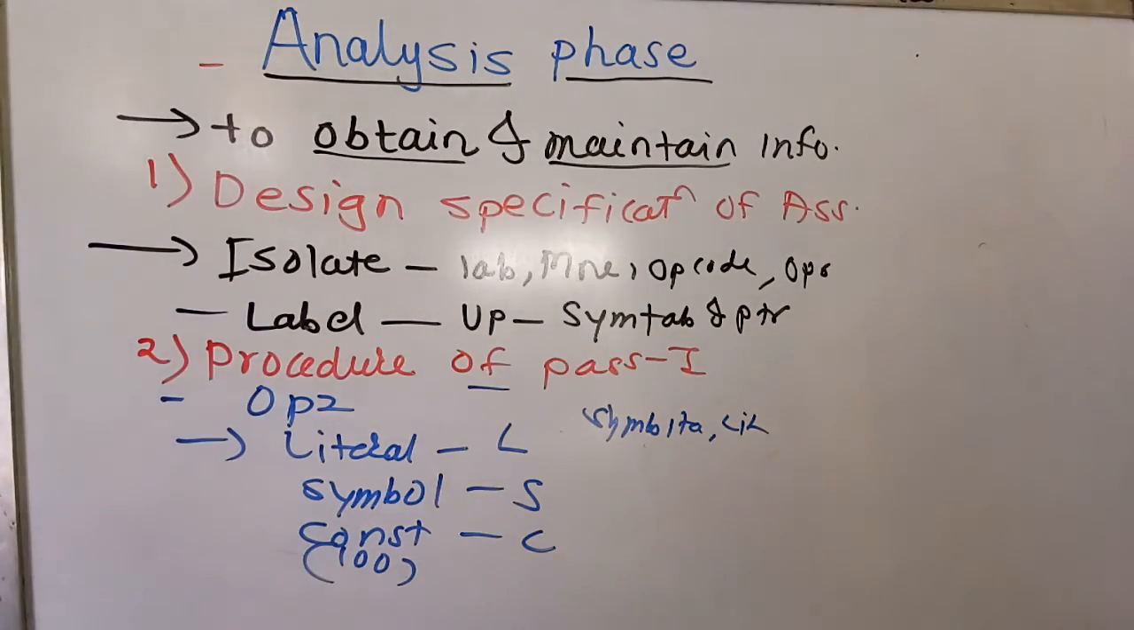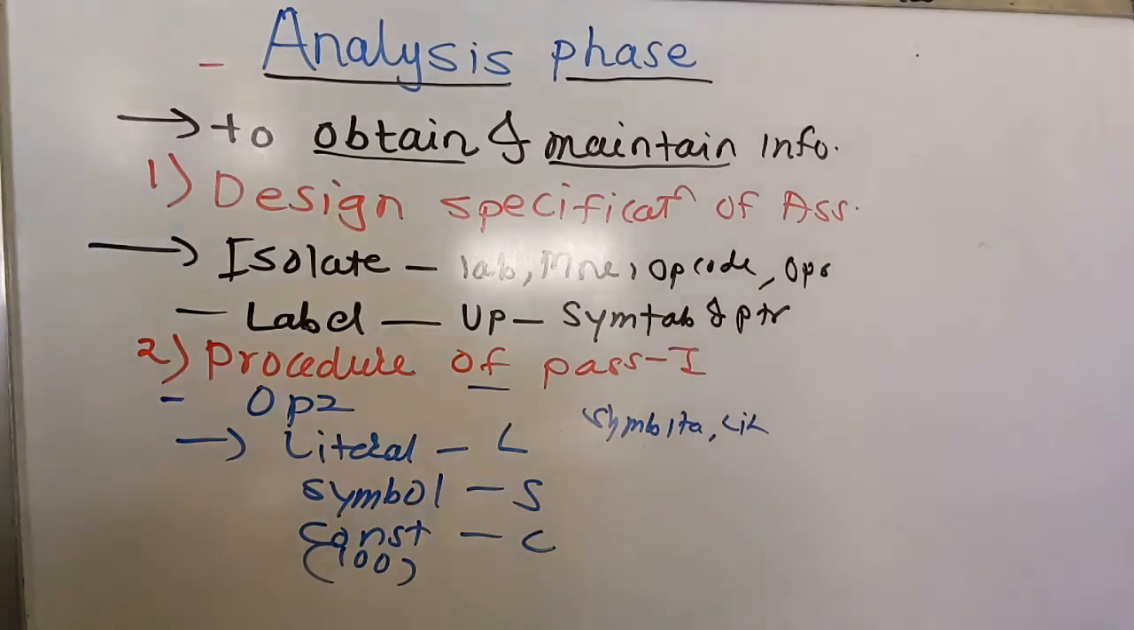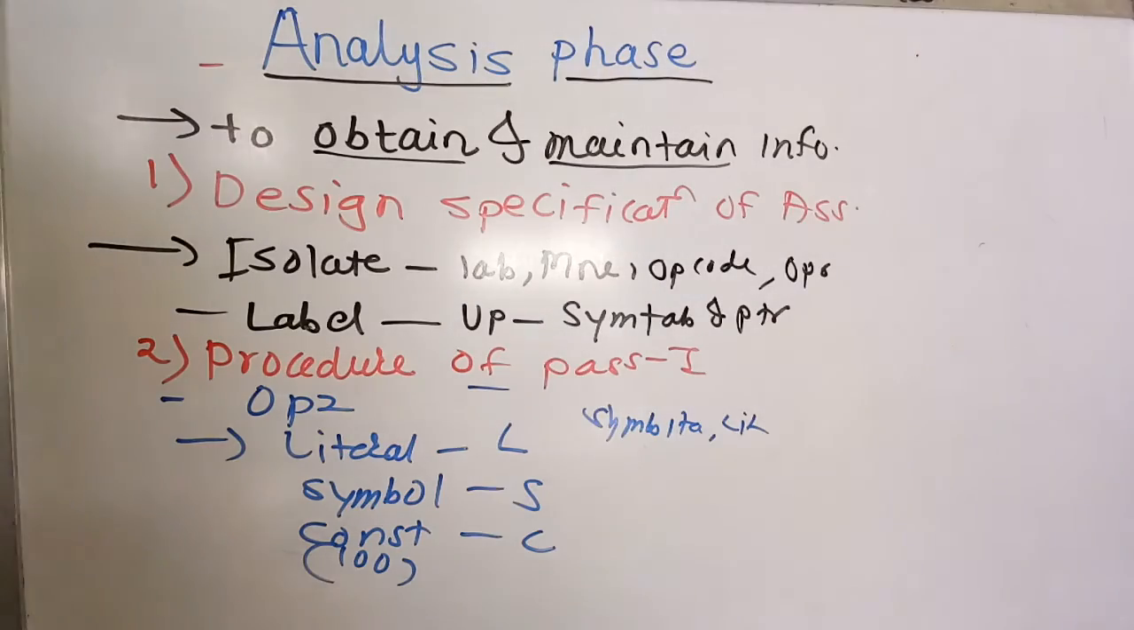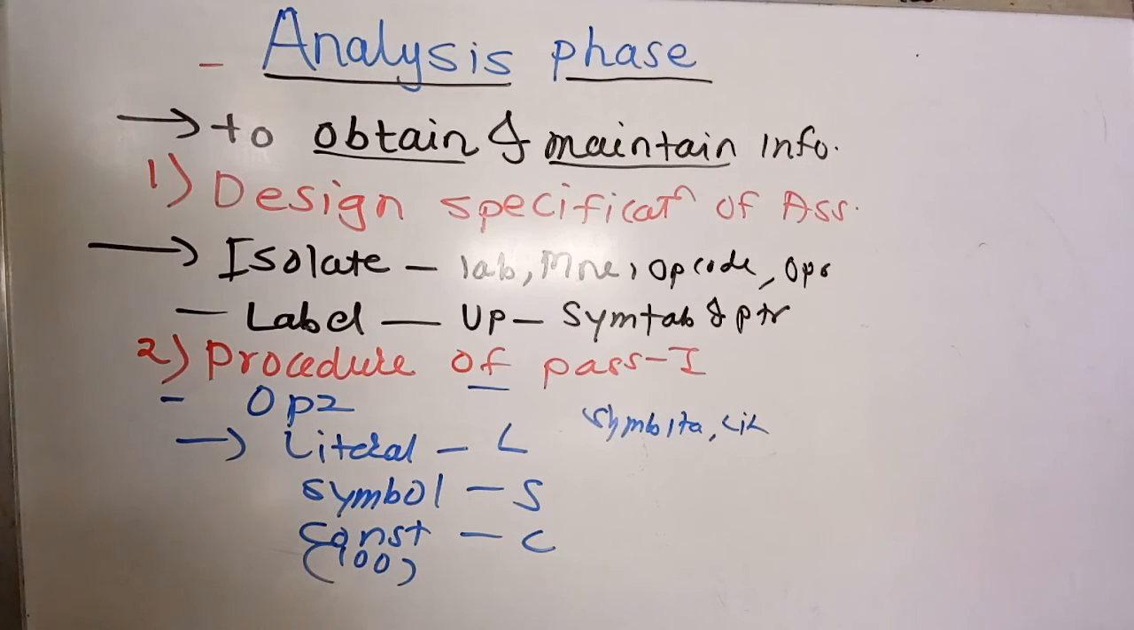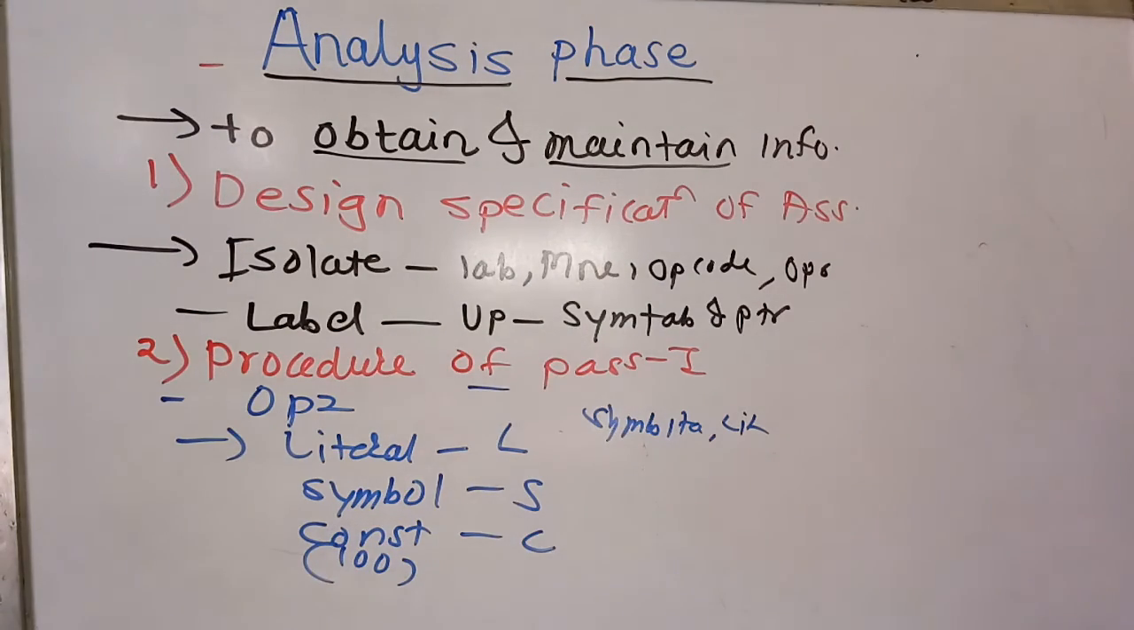So this is all the procedure for the analysis phase, and there is one algorithm of pass 1 of a 2 pass assembler. As it is a 2 pass assembler, it has pass 1, intermediate code and pass 2. How to get pass 1 has a specific algorithm and flowchart. We will cover it in the next few videos. So this is all the procedure about the analysis phase and which things come under it.